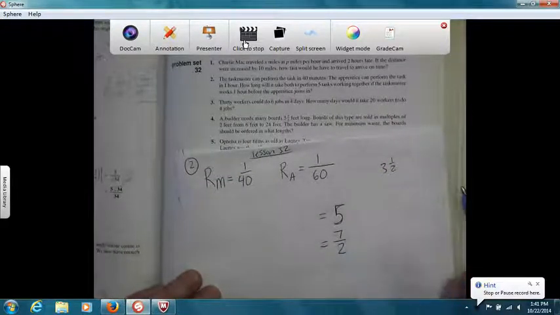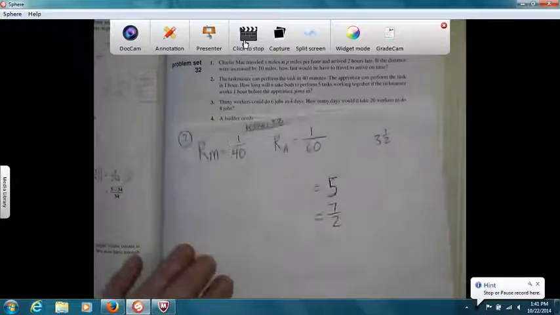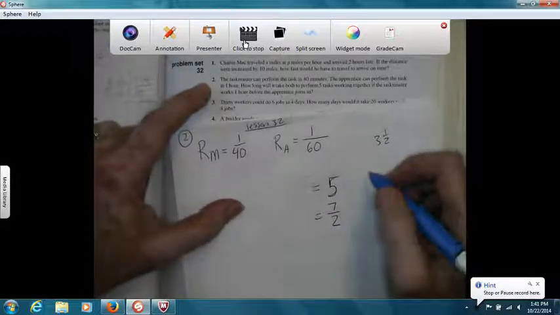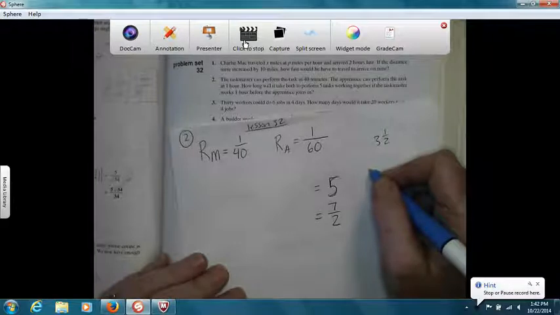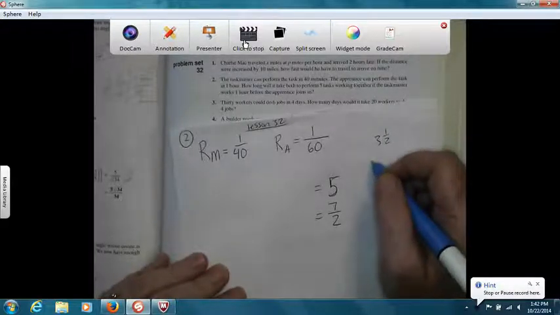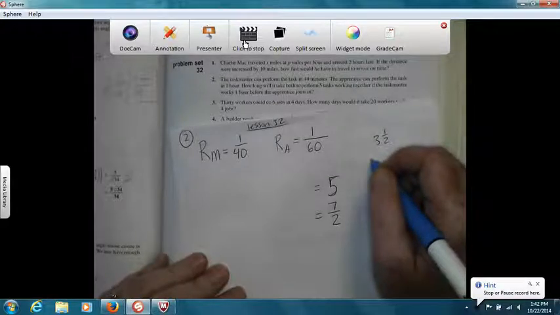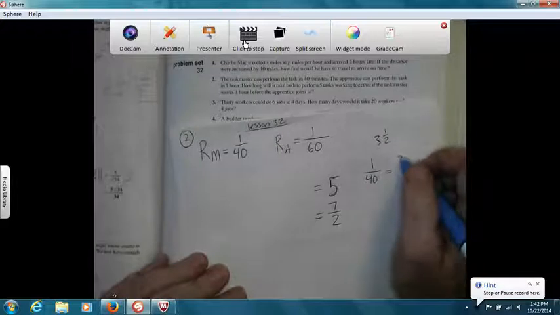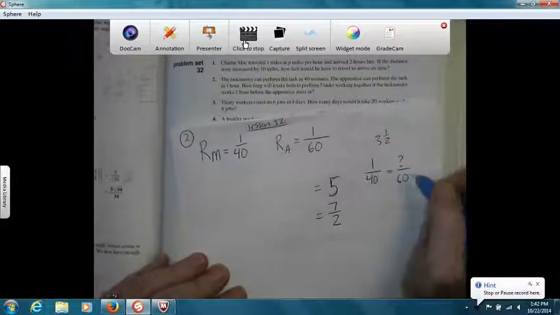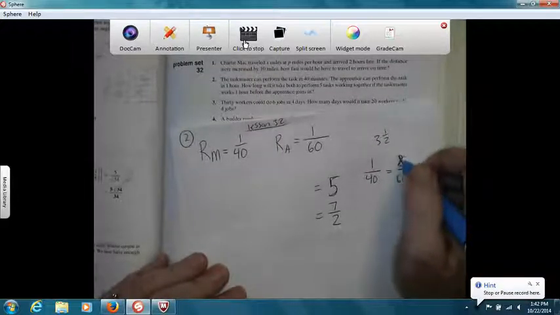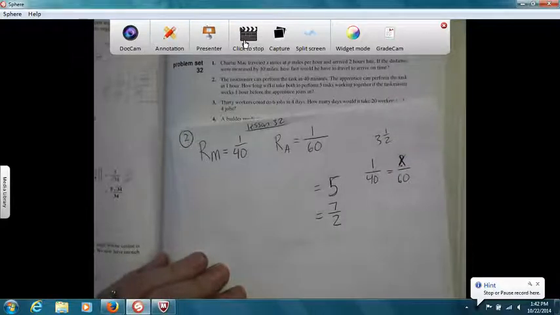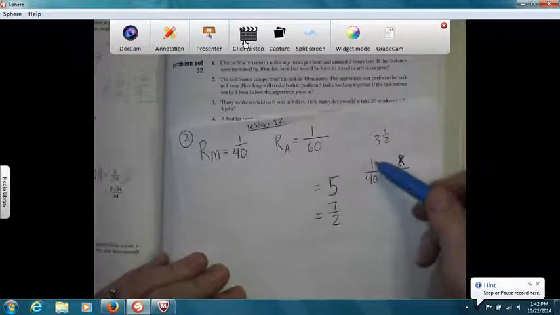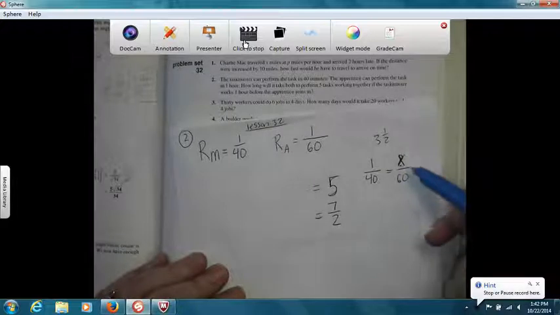You want to see proof? If it's 1.5. Okay, the taskmaster works 1 hour before the apprentice. So the taskmaster does 1 task is to 40 minutes as how many tasks is to 60 minutes? I'll call it X. You see how I did that? 1 task happens in 40 minutes, so how many tasks happen in 60 minutes?